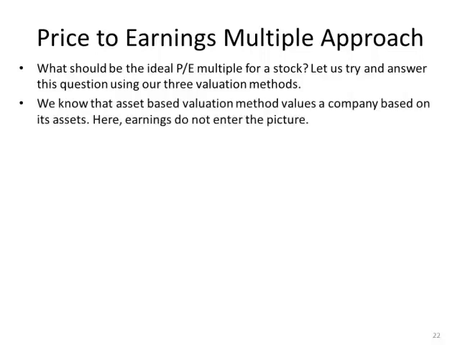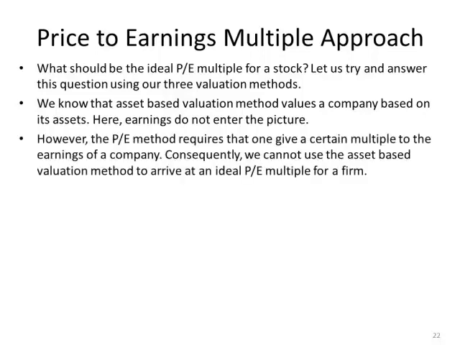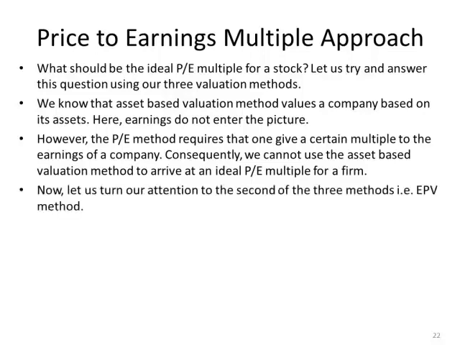So let's look at the 3 valuation methods that we have. With asset-based valuation, we value a company based on its assets, and earnings are not considered at all. The PE ratio does require that we give a certain multiple to the earnings of a company. Because asset-based valuation doesn't use earnings, we cannot use that to come up with the ideal PE multiple for a firm. So let's turn our attention to the second of the 3 methods, the earnings power value method, and see if we can use this to come up with an ideal PE multiple.